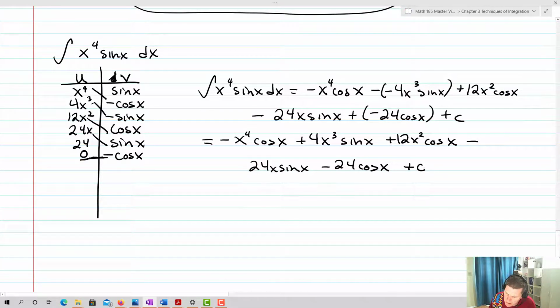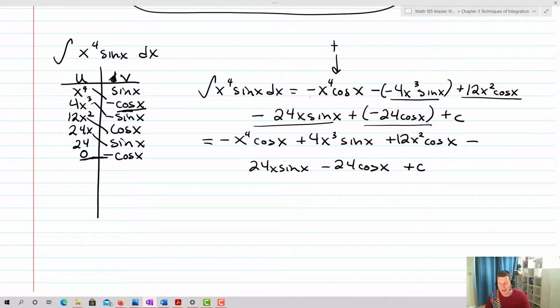And what you'll see here, a couple of things. One, just make sure when you're doing your tabular method that we do switch signs. This starts out with a positive sign. It just turns out it's negative because it's x to the 4th times negative cosine x. Then we've got a minus, and this is going to be minus a negative term, and that's how we end up with a positive term. Then plus, then minus, then plus again. And that's how we use the tabular method.